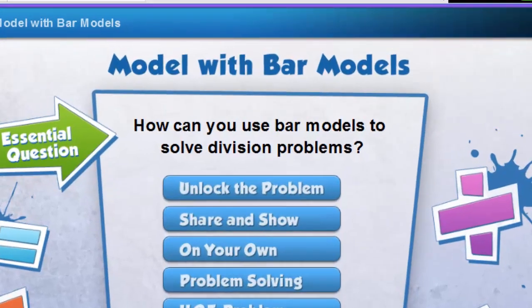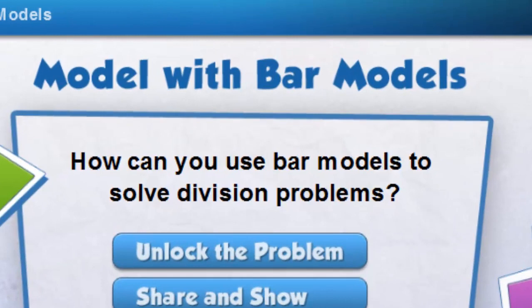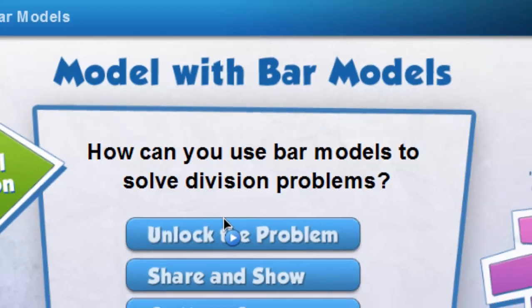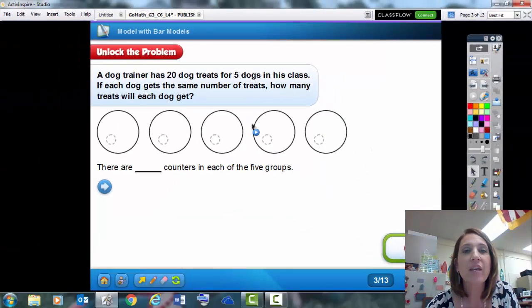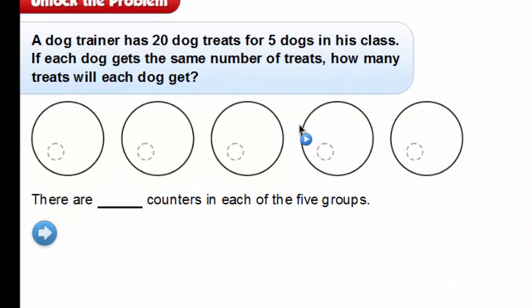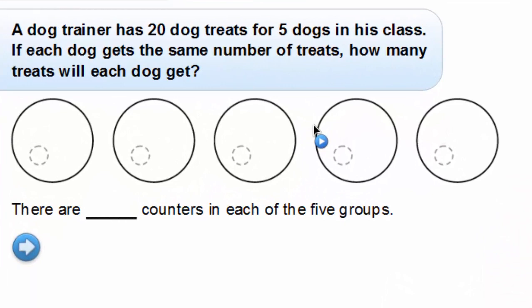The essential question is this: how can you use bar models to solve or model a division problem? Let's find out. Here is our problem for today. A dog trainer has 20 dog treats for 5 dogs in his class. If each dog gets the same number of treats, how many treats will each dog get?